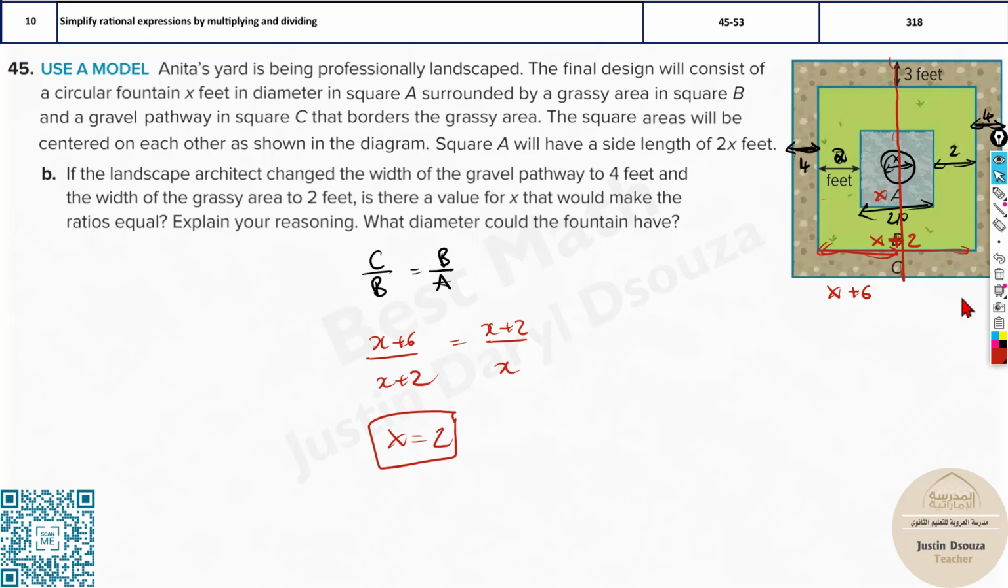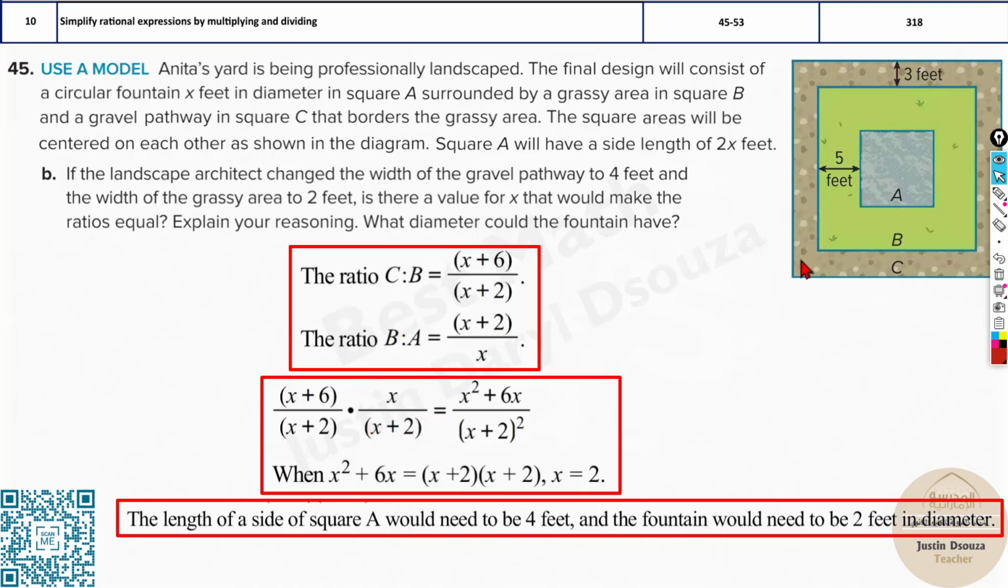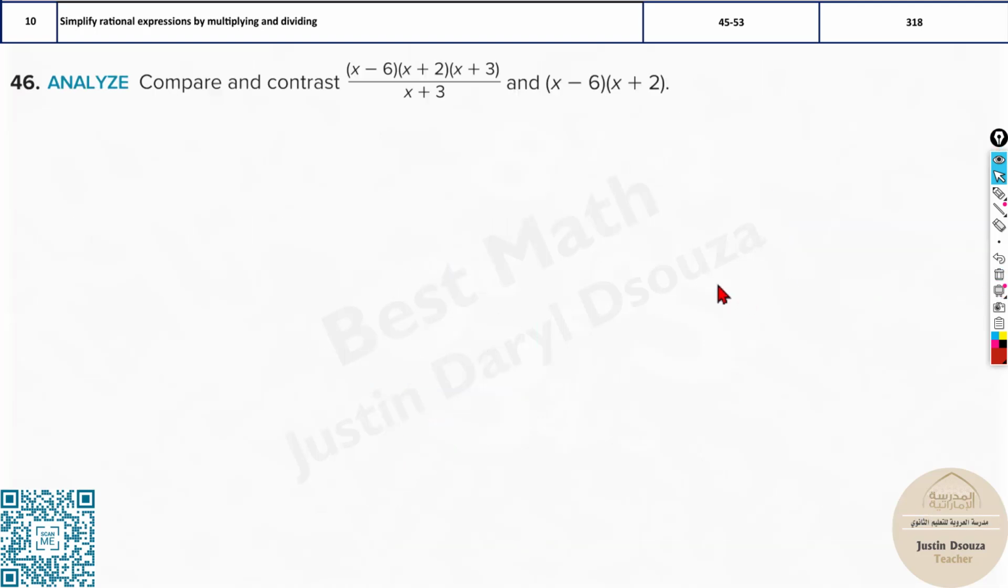Again, 4 plus 2 is 6. And lastly, 4 plus 6 is 10. Here they just want the diameter of the fountain, which is 2 feet, and the side length of the square A would be 4 feet. That is how we could solve this problem.